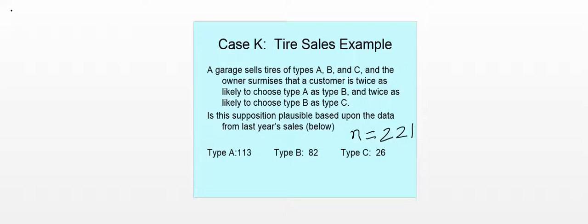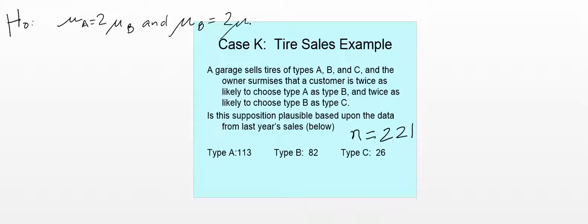To get the expected number, we're going to have to use these relationships that are in the supposition. So let's write the null hypothesis. Null hypothesis is that the expected number for type A is going to be equal to twice as many as the number for type B, and the number of type B is going to be equal to twice as many as type C, against the alternative hypothesis that H0 is not true.